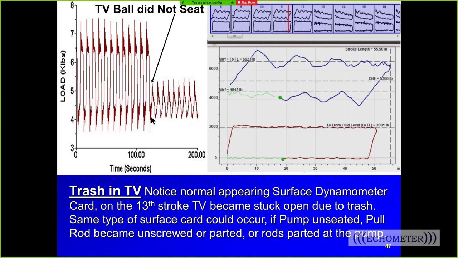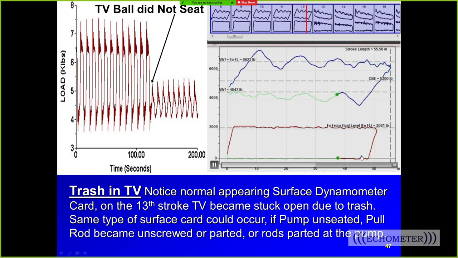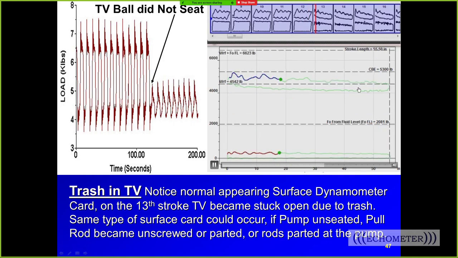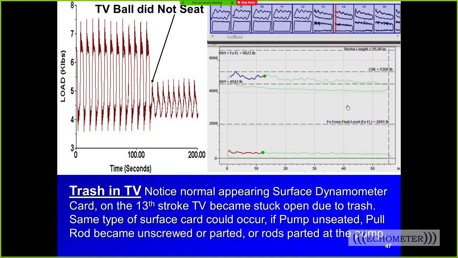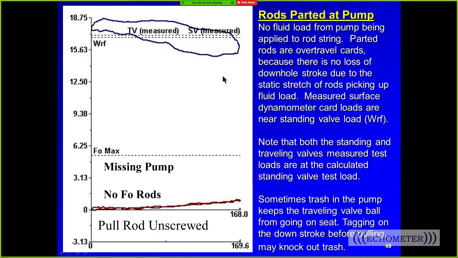13, and we're going to see that from then on, all we're doing is carrying the weight of rods and fluid, and we're just going to continually see pump cards that are centered around the zero load line. We're going to see these surface loads drop to the weight of rods and fluid. And so now the trash stuck the traveling valve open, and we pull the pump. Well, we might not pull the pump. We'd probably want to tag it to see if we can shake the trash out. And if we can't, then we'll probably have to pull the pump. But in this case, it's trash stuck the traveling valve open.